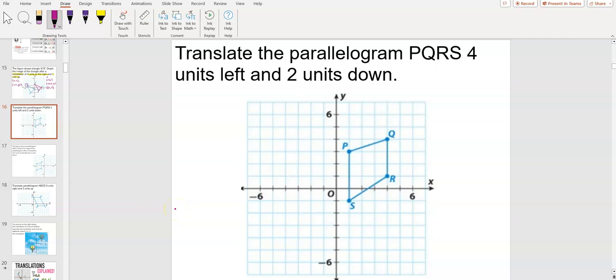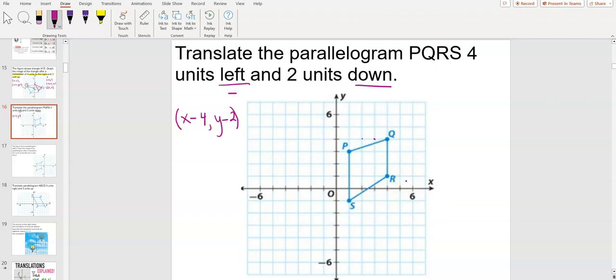All right, we are translating this parallelogram PQRS, 4 units left and 2 units down. So I'm going to go ahead and write my algebraic representation first. So because I'm going left, that means I'm going negative on x. I'm going to take away 4. And because I'm going down, I'm going to go negative on y, taking away 2 on my y. 4 on x and 2 on y. So now that I have that written out, I could apply it to each coordinate and slide it over, but instead let's go ahead and count and see where we are.